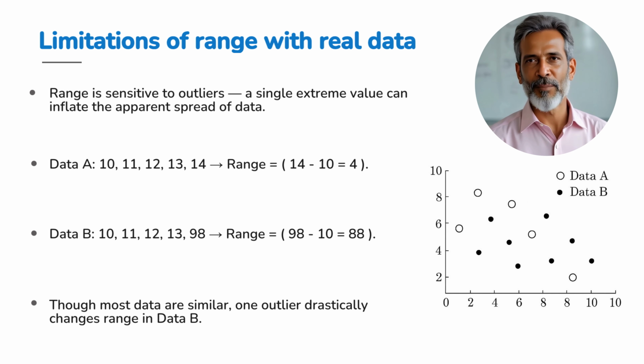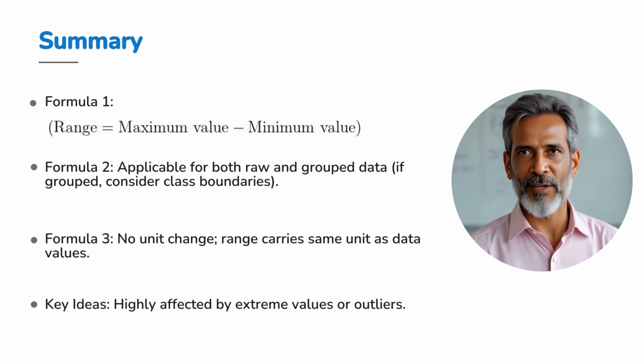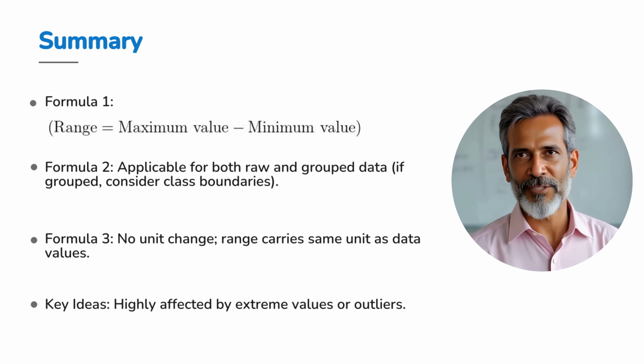One final recap to seal today's learning. Let's quickly summarize the key points. The formula for range is range equals maximum value minus minimum value. This formula works for both raw data and group data. When dealing with group data, remember to consider class boundaries instead of just values. Also, the range has the same unit as the data values themselves. If your data is in marks, your range is in marks. If it's in centimeters, the range is in centimeters.